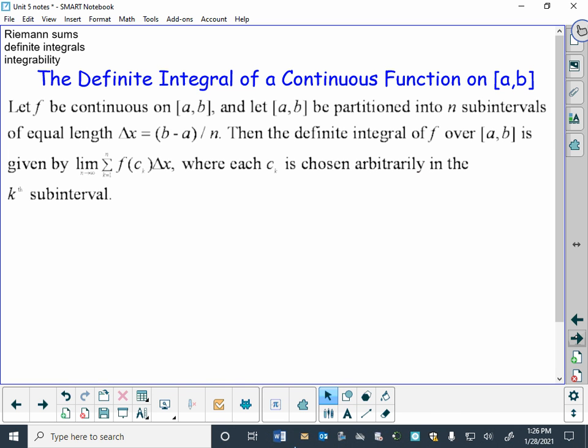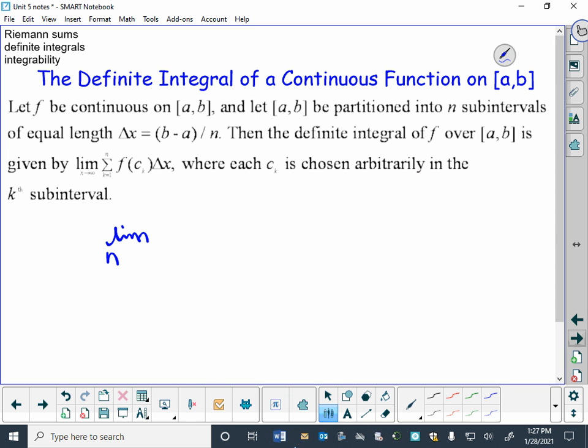Okay, and so we can change the way that we define it a little bit. It says let f be a continuous function on the closed interval from a to b, and we're going to let a to b be partitioned into n subintervals of equal length. So that's what we did in our rectangular approximation methods. We made them all the same, and that's fine. There's no problem there. That fits in with what Riemann said we could do. And then the definite integral of f over the interval from a to b will be given by this formula.